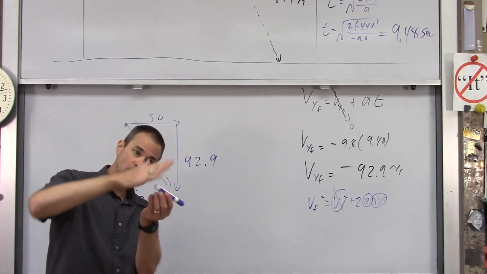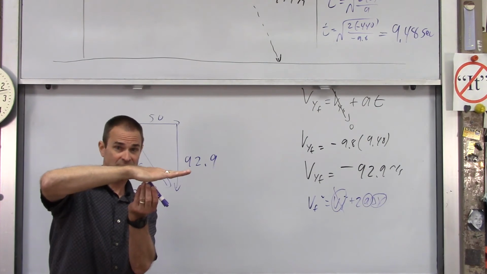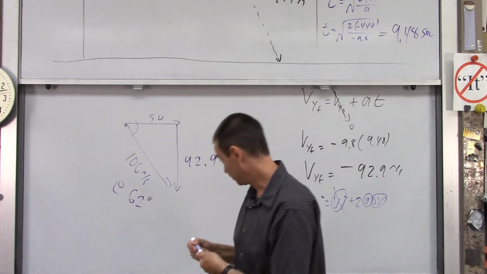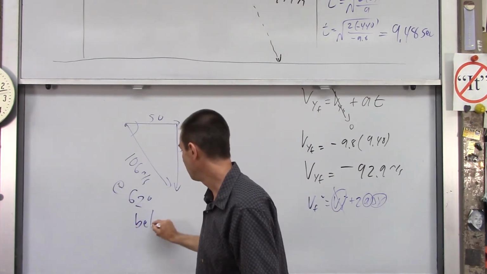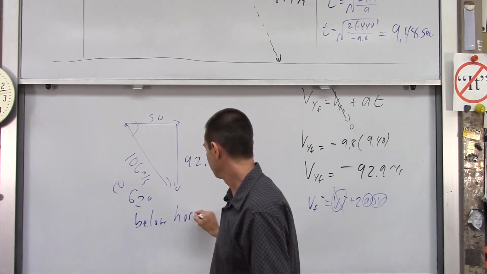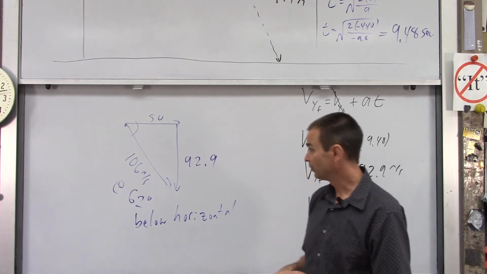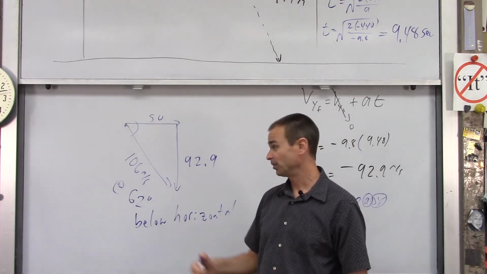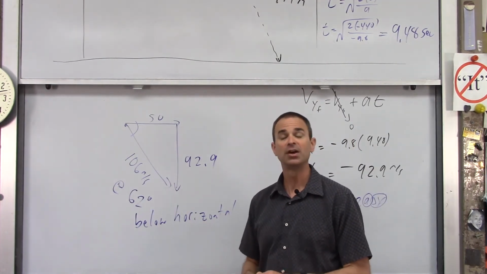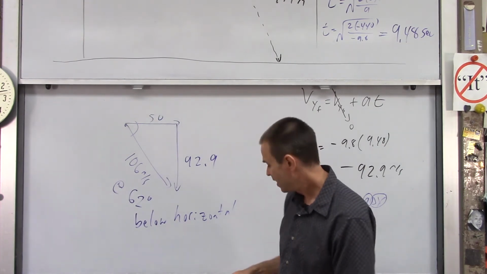This thing is going downward from the horizontal, okay? So you can say 62 degrees below horizontal, okay? That's the impact velocity. It's 106 meters per second at 62 degrees below the horizontal, okay?